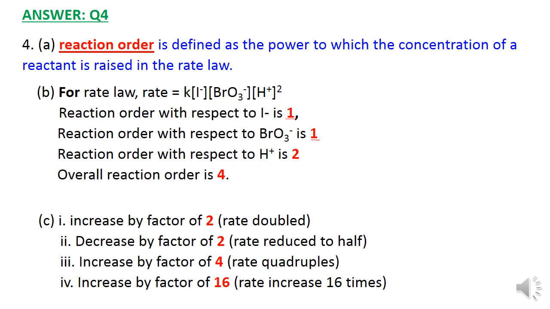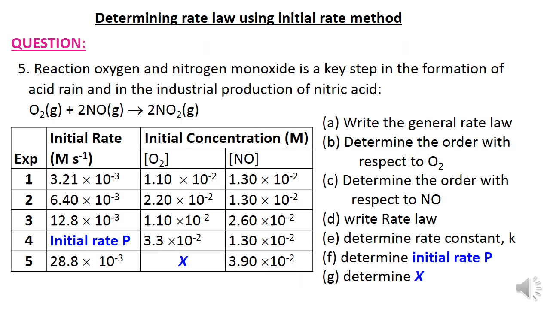For 4, if all the reactants are doubled, the rate will increase by a factor of 16.